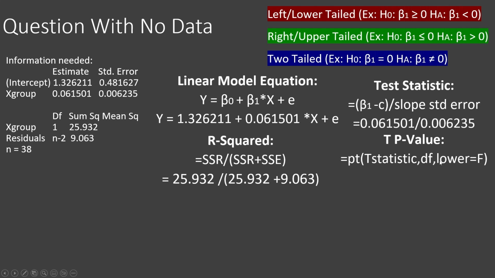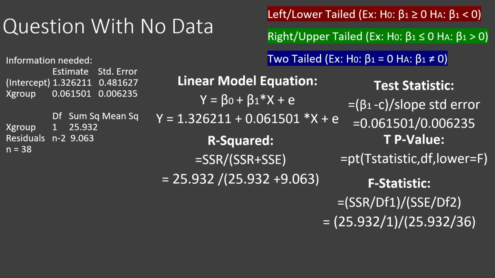Now another thing that you need to worry about is the f statistic, right? So previously in the question with data, you didn't need to do any formulas because when you do the linear model, it'll just tell you what the f statistic and the f p-value is. So in this case, you actually have to do it yourself. So again, you're going to use the SSR divided by the degrees of freedom of your regression, and then divided by your SSE over the degrees of freedom of the residual error, right?